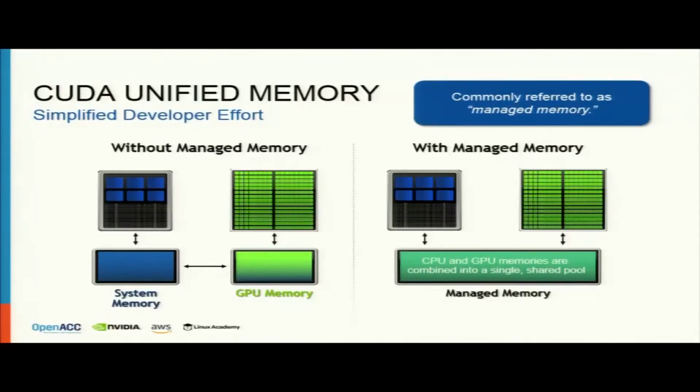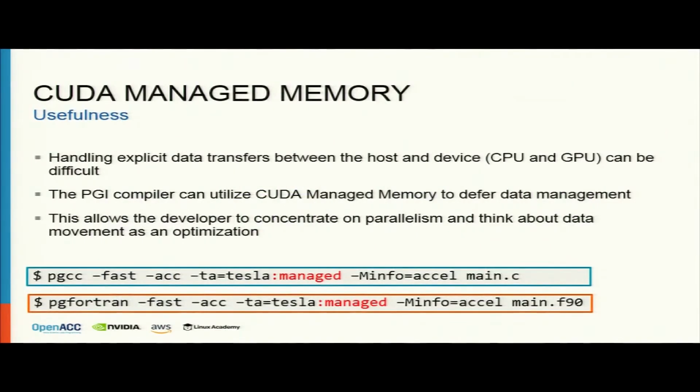There was a question on what changes we have made to the operating system. This is one of the changes we have made, where we actually modified the page migration engine, to take care of transferring the pages based on where they are required, so that it is hidden from the user. Now, that is what you saw in your previous case. If you remember, you said -ta=tesla:managed.